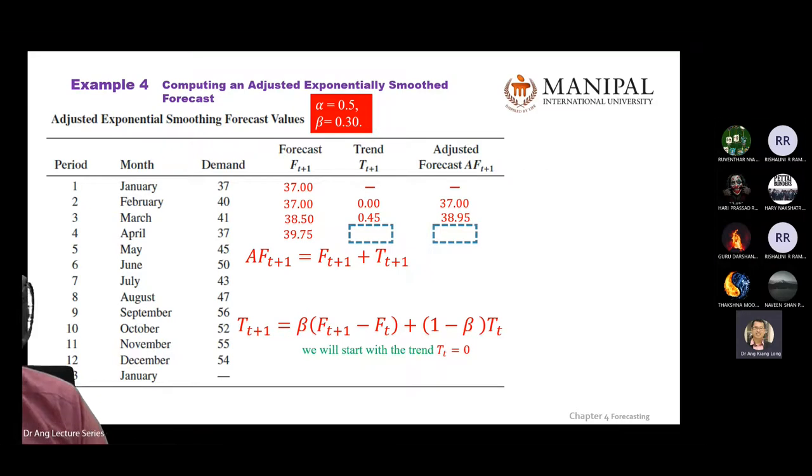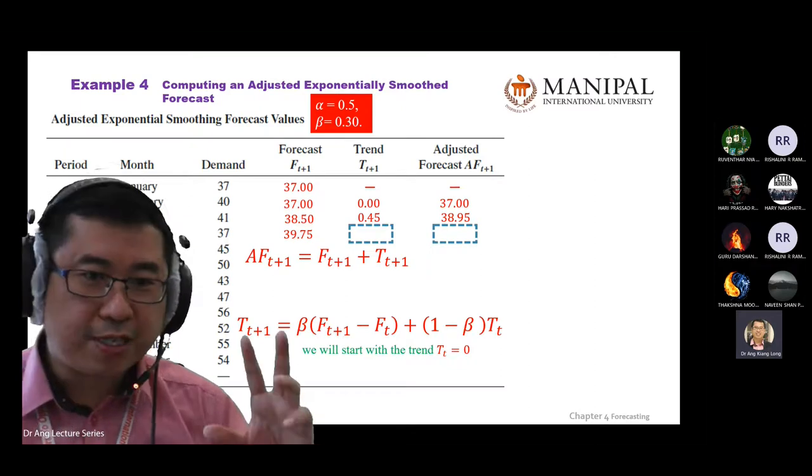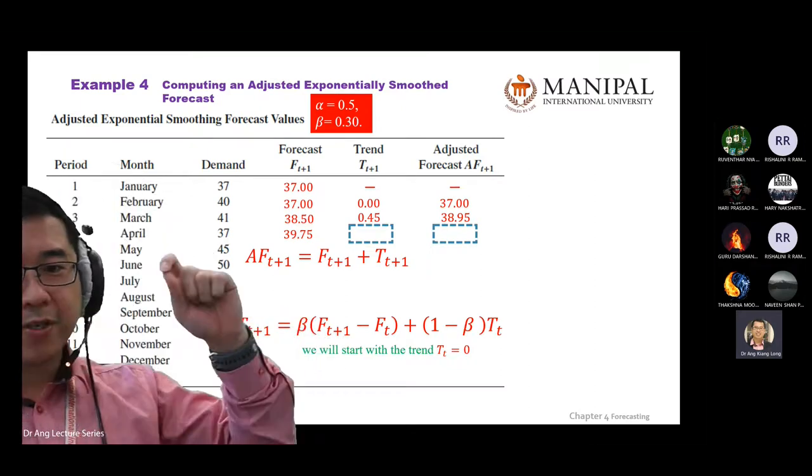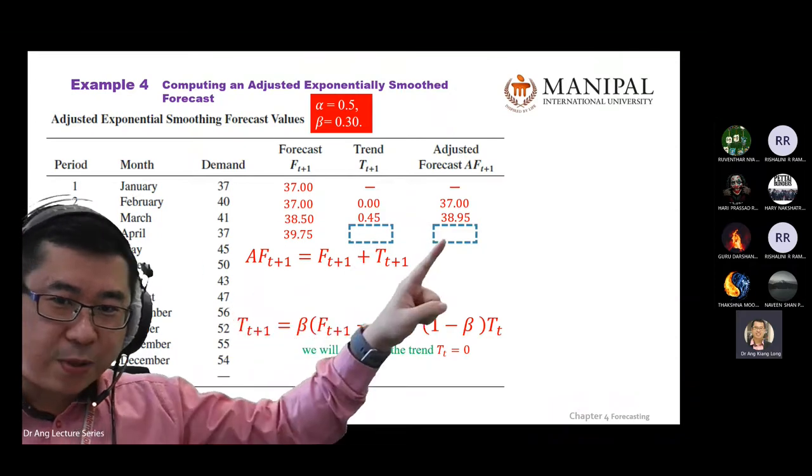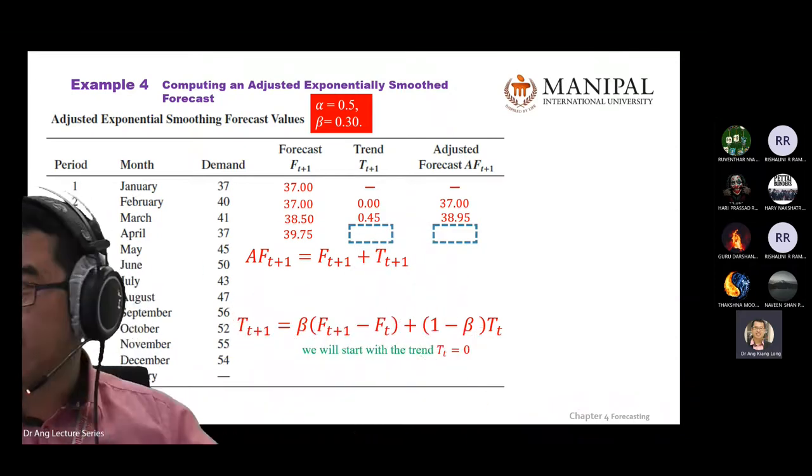So August, Prasad, the forecast is 44.43. My answer is 44.42, but 44.43 is okay. Trend is 0.96. My answer is 0.95, but 0.96 is okay. Then you add up, you get 45.39. Okay. You guys need to be careful on the decimal place, because as you round up, you will see the error going up over this side.